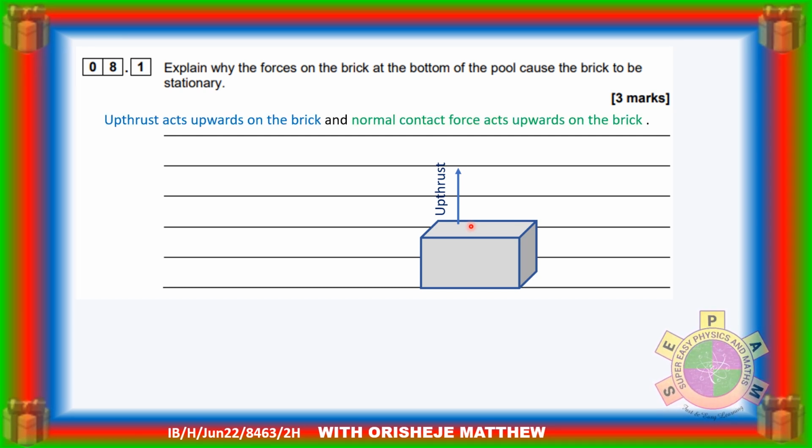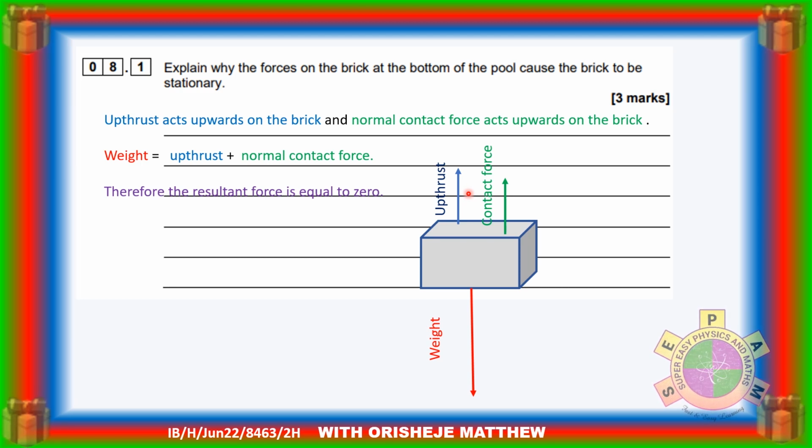So we have the up thrust, then you have the contact force. Then we balance them with the weight, which is acting downward. So the weight is equal to the up thrust plus contact force. That is why, because the total upward force is equal to the total downward force. So they balance off. If they balance off, that means the resultant force on the brick is 0. So that is why it is not moving. So it is stationary.